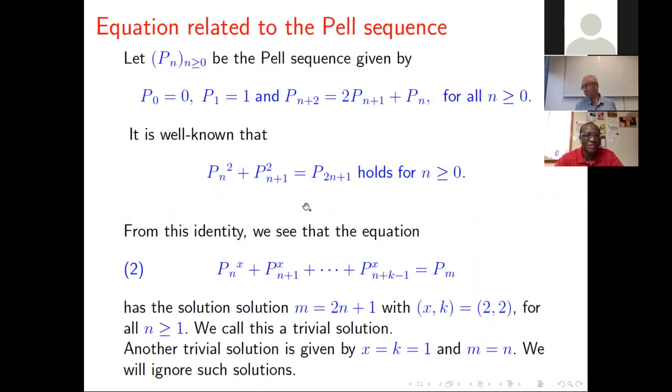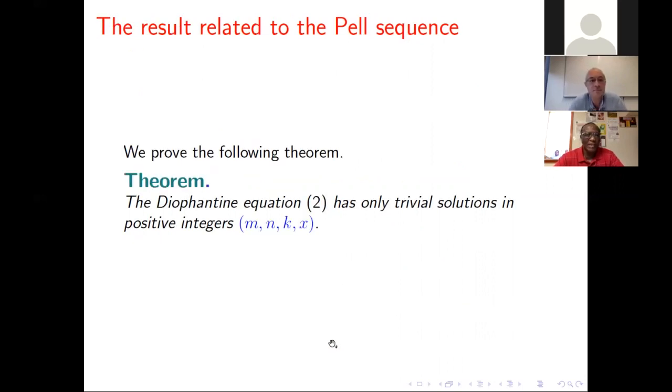And we see that there is no non-trivial solution, because we have some trivial solutions. I spoke about the identity here. We have also trivial solutions when we have s equal to k equal to 1 and m equal to n, and we can see that we have just a few trivial solutions. And the main result says that there is no other solution for the Diophantine equation.